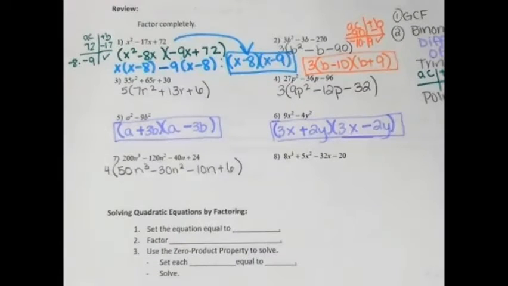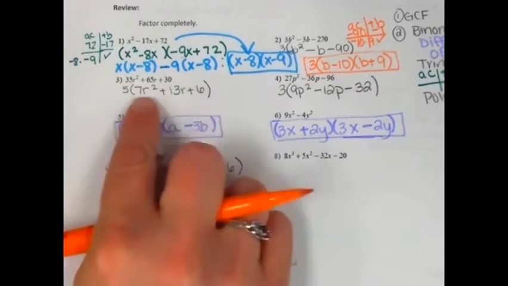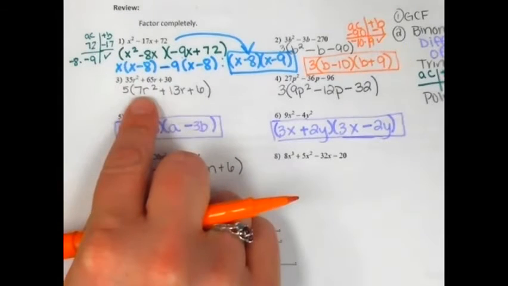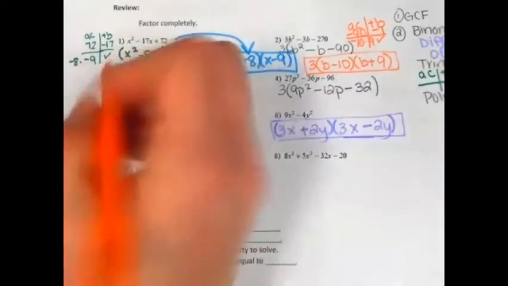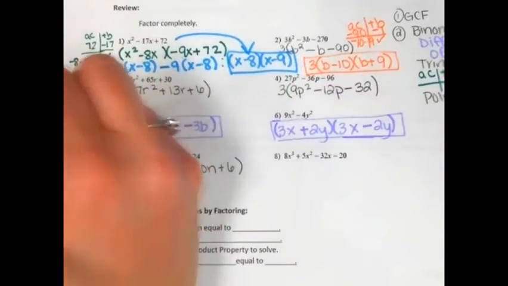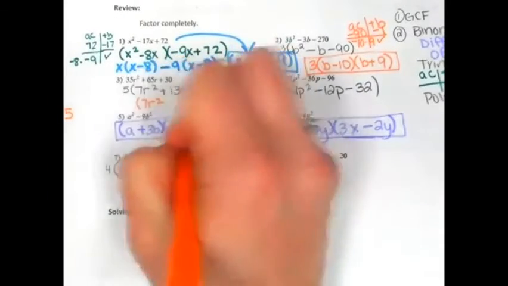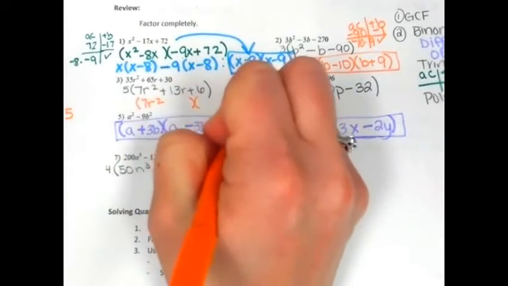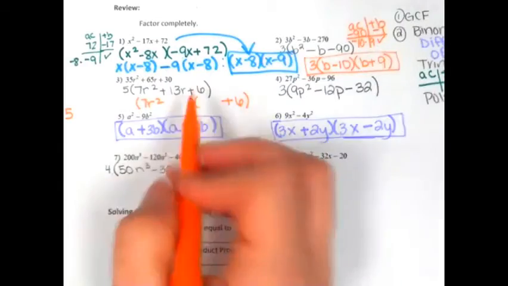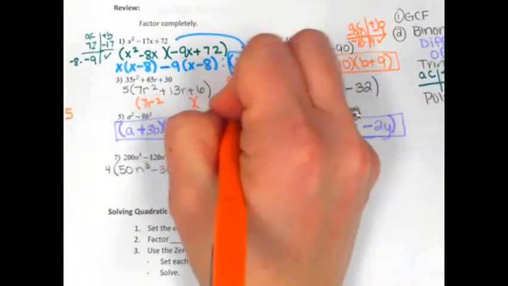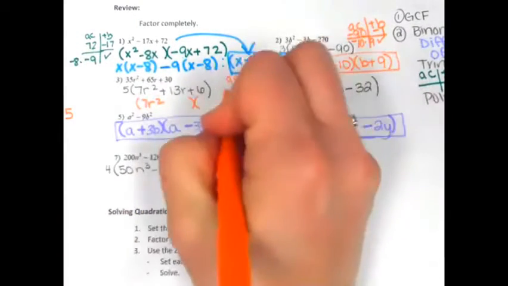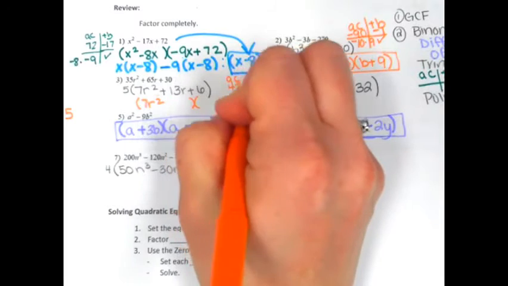All right. Looking at number 3 here. Now a is not 1, so we actually have to do the grouping method. So we're going to keep that 5 out in front as my final answer, but I'll worry about that in a second. So we're going to do 7r squared and the plus 6 here. So my a times c, 7 times 6 is 42. And what's my b?